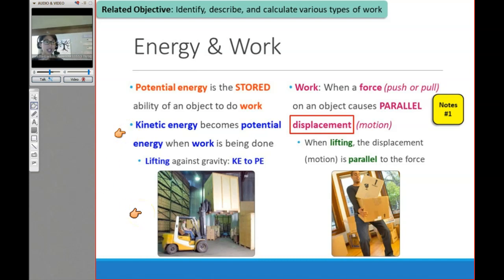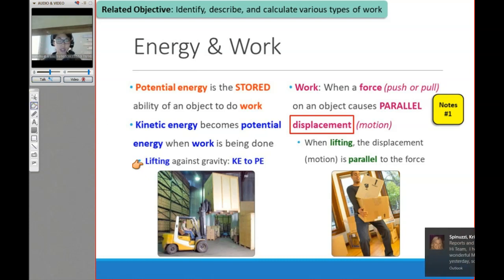Okay. Now, kinetic energy, on the other hand, we've talked about kinetic is motion. So things become kinetic energy when work is being done. So potential is the stored ability to do work. Kinetic energy is when work is actually being done and things are moving and changing and there's motion, right? So for example, when you lift something against gravity, the potential energy is the stored energy, but when you're lifting it, it's becoming kinetic energy and moving. Okay, give me a thumbs up if that's beginning to make sense. All right, so we're talking a little bit about potential versus kinetic.